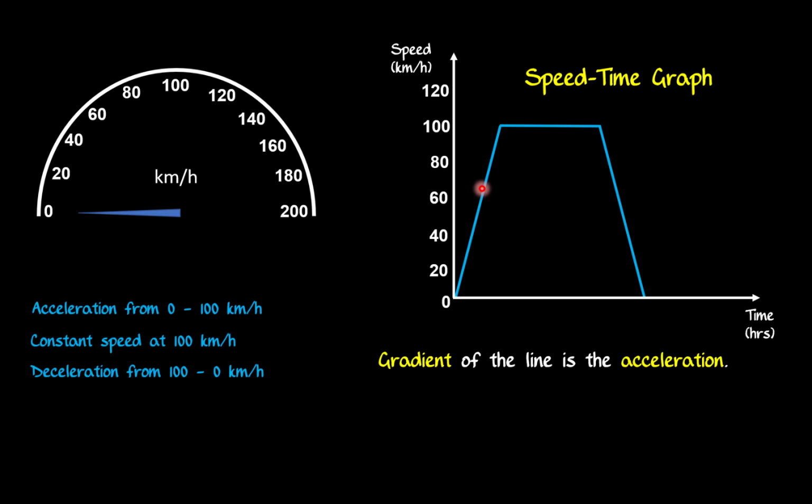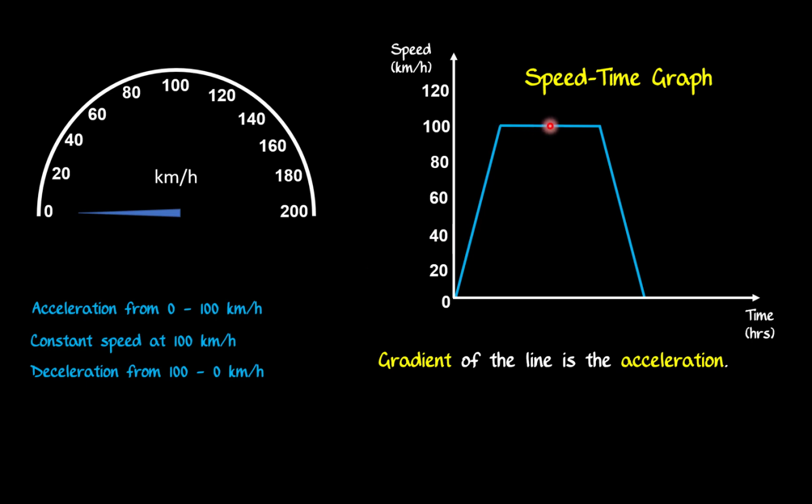Now the steeper the line, the more the acceleration. If this line was less steep, for example, if it took this path here, it would mean that this car went from 0 to 100 kilometers per hour in a longer time than here. So that means the acceleration would be less. The rate of increase of speed would be less.